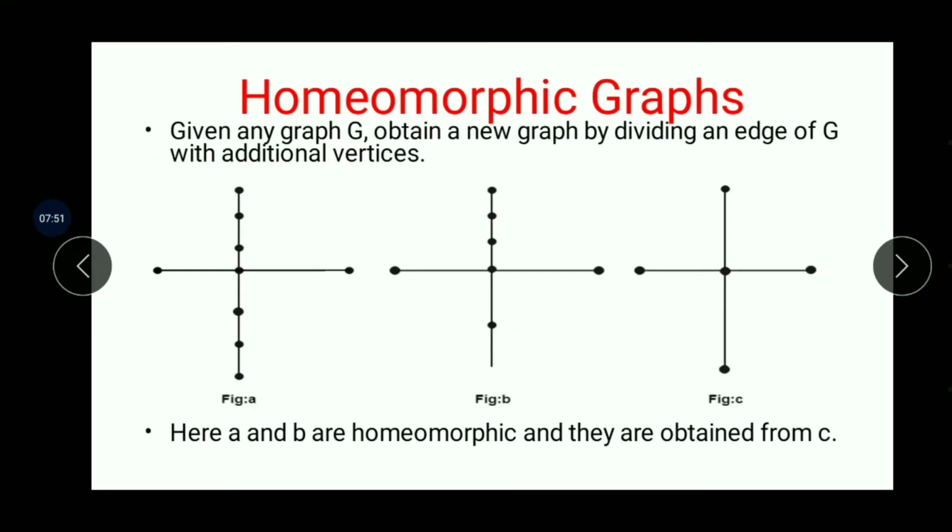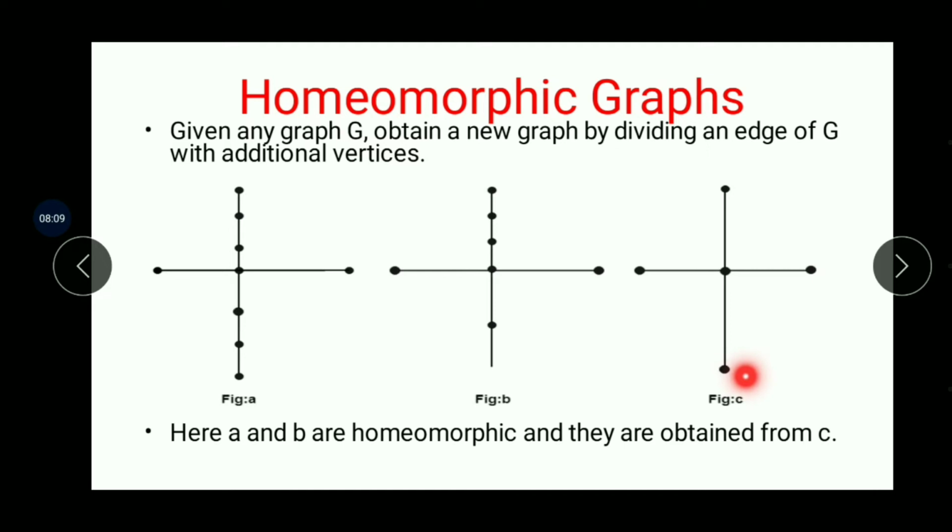Next, homeomorphic graphs. So what are homeomorphic graphs? If we have a graph G and a new graph is obtained by dividing the edges of G with additional vertices, then the two or three graphs so obtained are called homeomorphic graphs.